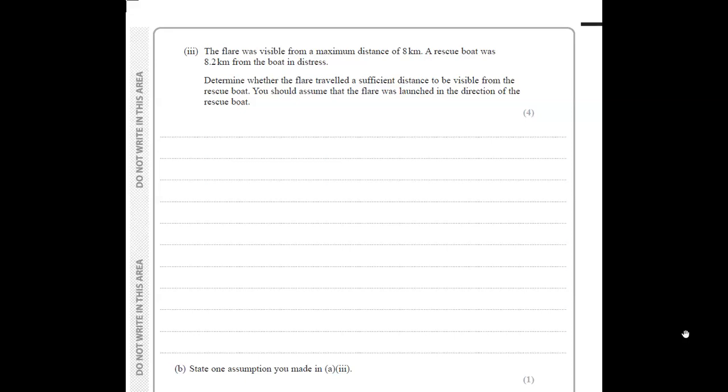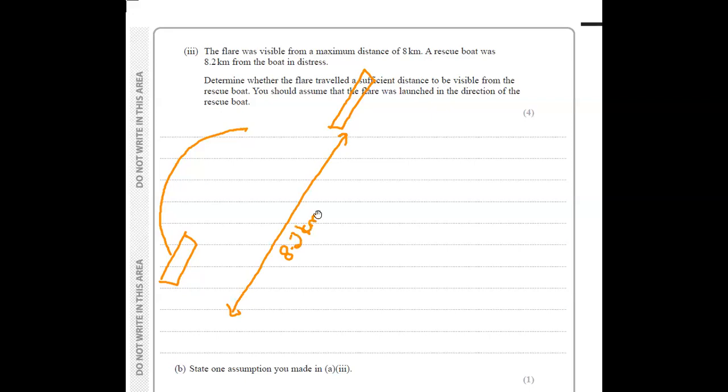So we are launching a flare. We have our boat. From our boat, we're launching our flare. Now they're saying that the flare is visible from a maximum distance of 8 kilometers. We have another boat that is around 8.2 kilometers away from our boat. They are saying we have to find out whether that flare is going to be seen by the boat. Is this boat going to see the flare or not?